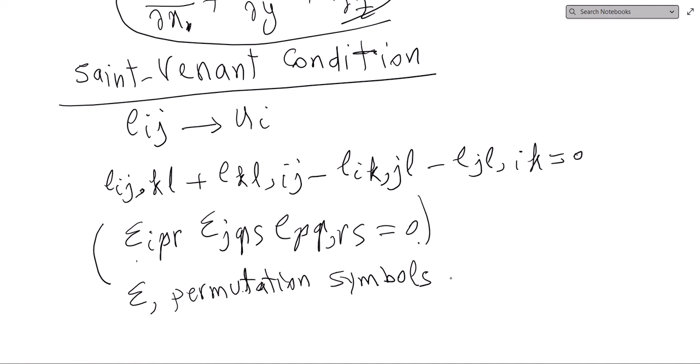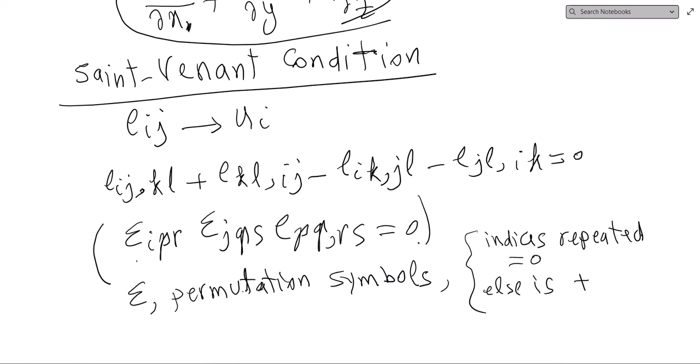And the property is that if indices are repeated, it is equal to 0, else it is either +1 or -1. For example, epsilon 1,1,2 is 0. Epsilon 1,2,3 is 1. Epsilon 3,2,1 is -1.